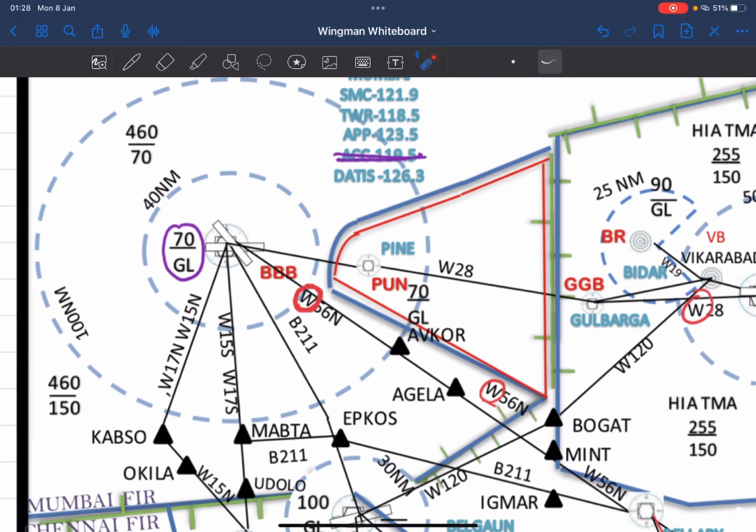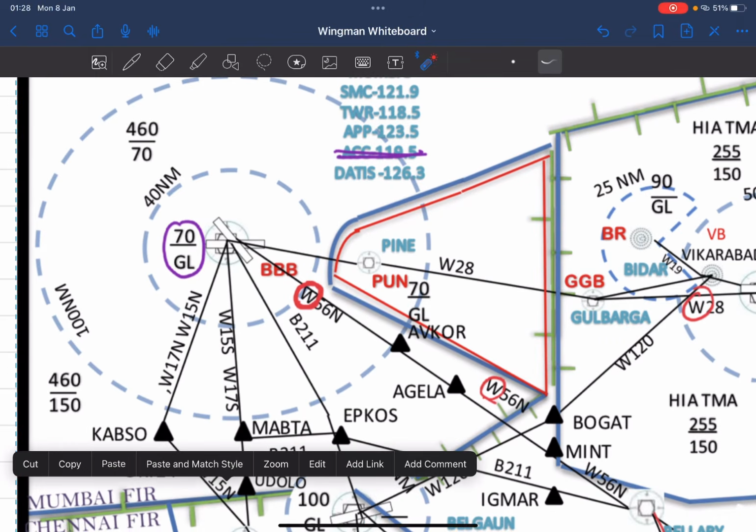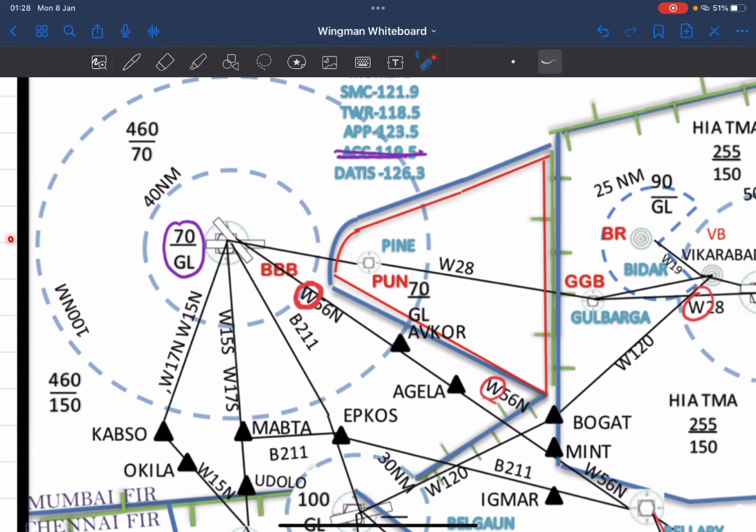Now always remember, whom you are going to contact depends on the horizontal and vertical coverage. Horizontally and vertically, you have to be in their jurisdiction. Say you're at flight level 130, but you are outside this. Then whom are you going to call? In that case, you're still going to call area control.